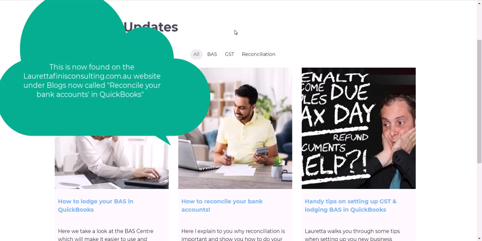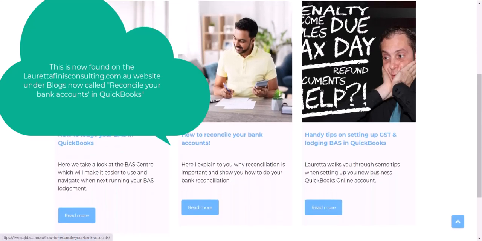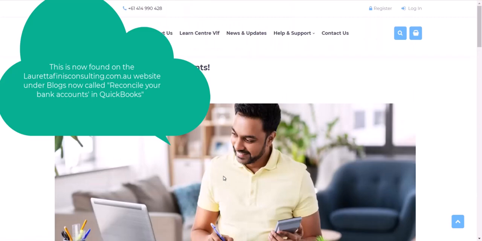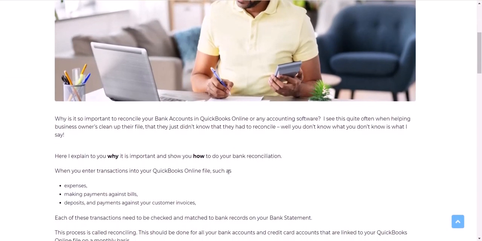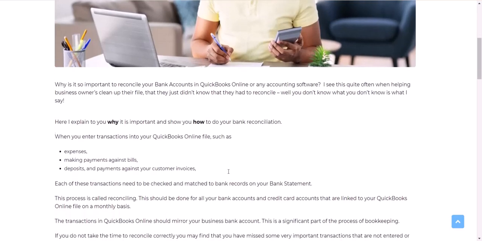So if you go to learn.qbbs.com.au, which is where you found my lessons, under news and updates, I have a great blog on how to reconcile your bank accounts. So let's have a look at this so I can explain to you in detail why it's important. Now, this is one of the main issues that I see when I rescue a client. They've never reconciled their bank account.